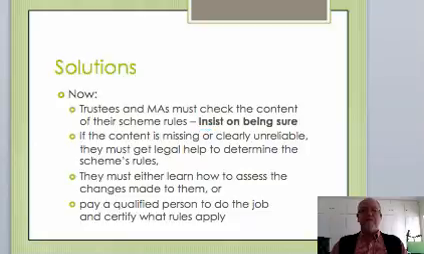What are the solutions? Well, right now, trustees and managing agents must check the content of their scheme rules. They must insist on being sure that what they're applying is in fact correct. If there's missing content from the deeds office or anything else that is clearly unreliable, they must get legal help to determine what their actual scheme rules are. They must either learn how to assess the changes made from year to year, or they must pay a qualified person to tell them what those changes are. What are my rules now?